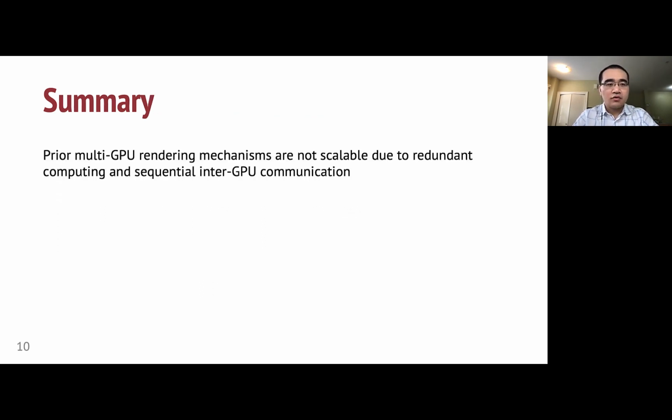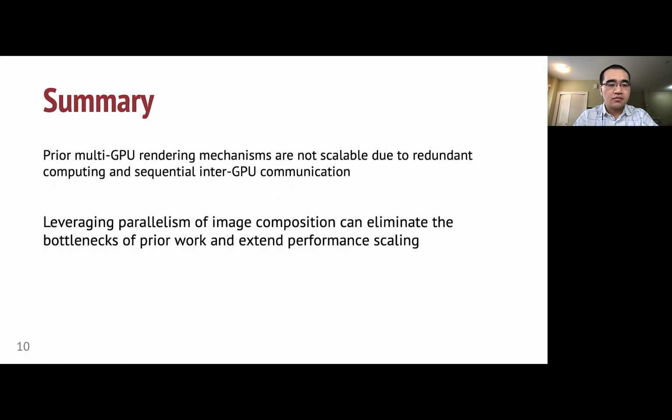In summary, we found that prior solutions are not scalable because they have redundant computing and sequential inter-GPU communication. We observed that there are lots of parallelisms in image composition. By leveraging the parallelism, we can eliminate the bottlenecks of prior work and extend performance scaling. We also found that modern and future games will favor schemes that take advantage of parallel image composition.